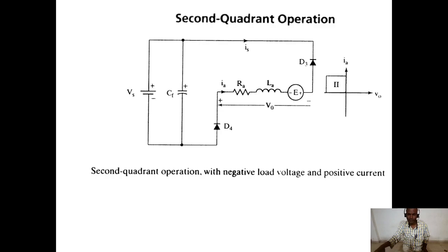And here is the second quadrant operation. In the first quadrant operation we concentrate on positive voltage and positive current, and in the second quadrant operation we take negative voltage and positive current. This is the reduced circuit model. After turning on D3 and D4, just like the first quadrant operation, this is the reduced quadrant operation model for getting negative load voltage and positive current.